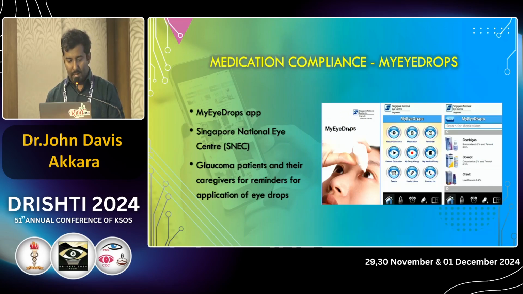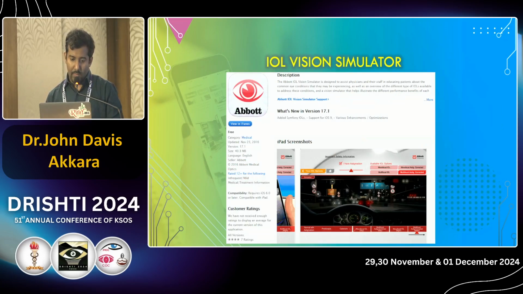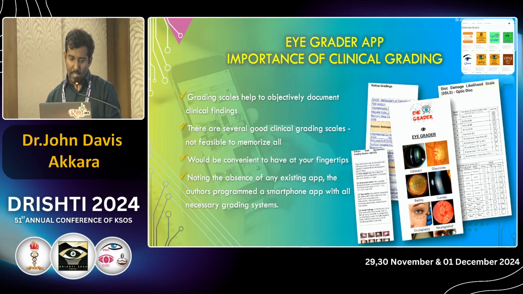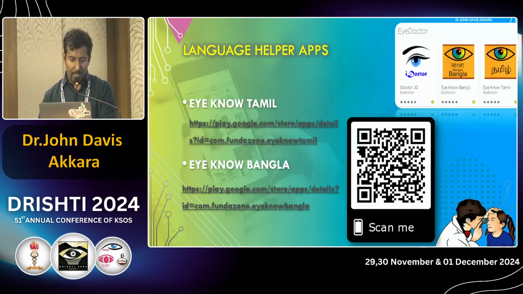And medication reminder apps for patients, there are a lot of apps, and My Eye Drops is one particular good app. IOL vision simulator for showing patients what vision would be with different types of IOLs. And this is not important. This is an eye grader app for postgraduates and also practicing ophthalmologists to have all the grading systems in ophthalmology. So you can go through this and then go for say bleb grading or diabetic retinopathy grading or disc damage likelihood scale. All these are in a common platform here. Language helper apps I already covered.